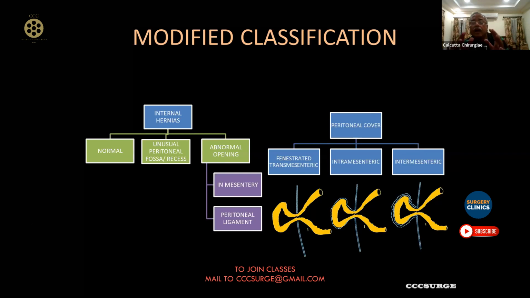The other classification is in terms of a peritoneal cover. I told you if you have a fenestrated, it's called transmesenteric, which means that bowel has no peritoneal sac, none whatsoever. It's called either fenestrated, or it's the same thing, transmesenteric. It's called intramesenteric, where you have two layers of peritoneum, only one forms the sac. And if you have both the layers of peritoneum forming a sac, it's called intermesenteric. So transmesenteric, intramesenteric, intermesenteric. Okay, so you might want to take a screenshot of this also, chaps.